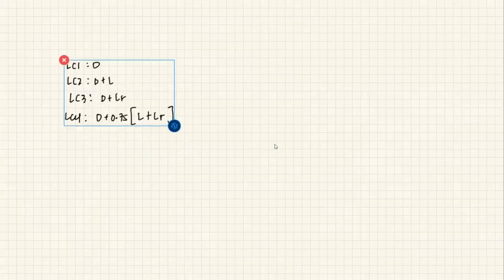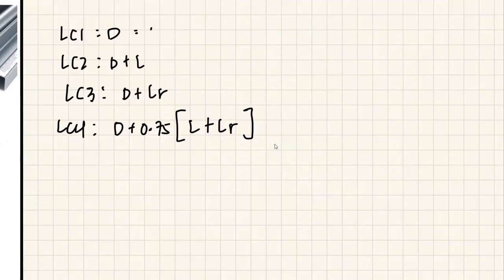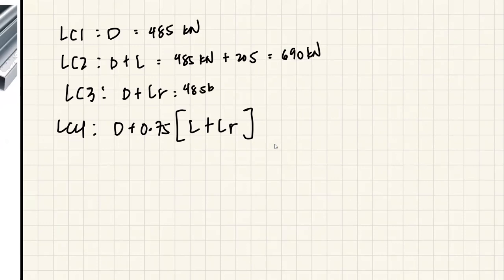Okay? So, ito yung values natin. So for LC1, ito yung 485 natin, kilonewton. Then we have 485 kilonewton plus 205, that is 690. Then we have 485 kilonewton plus 85 kilonewton. 485 plus 85, that is 570.